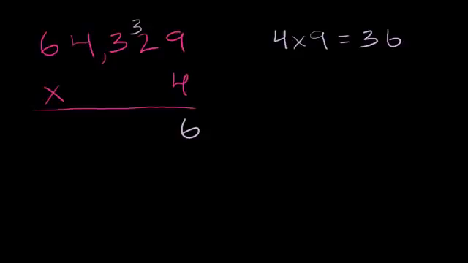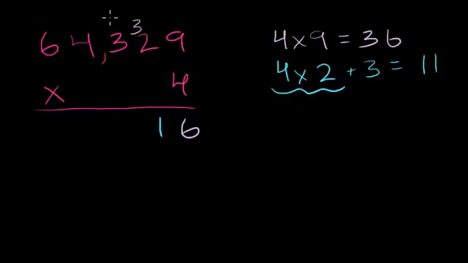Then you got 4 times 2. And then you're going to have to add the 3. So let me just write that there. 4 times 2 plus 3 is equal to, you do the multiplication first. You can even think of it as an order of operations, but you should know that you do the multiplication first. So 4 times 2 is 8, plus 3 is equal to 11. Put this 1 down here and put the 1 up there.